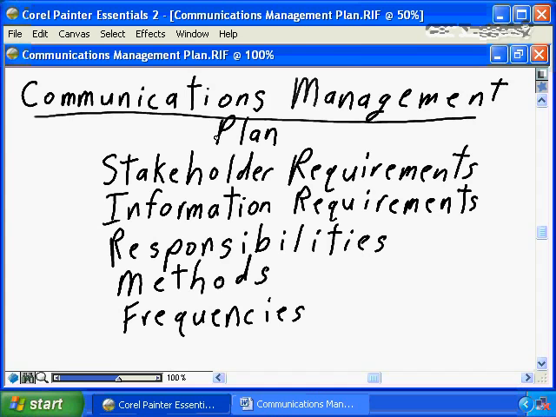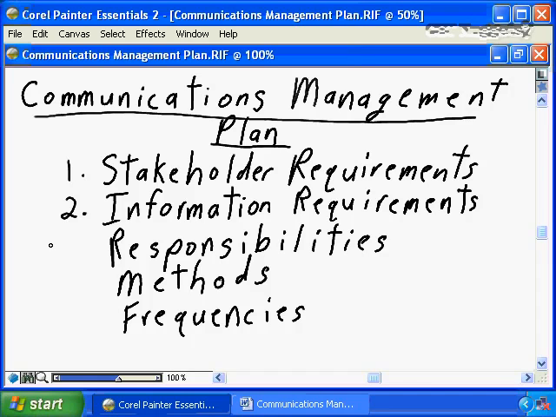Obviously, one of the key components to the communications management plan is going to be the definition of the stakeholders and the stakeholder requirements: the identification of all of the stakeholders, the project team, the sponsor, the senior management, others in the organization who care about your project, and the identification of their specific information requirements. What type of information do they require? Do they require detailed status information on a weekly basis? Do they require summarized status information on a monthly basis or a bi-monthly basis?